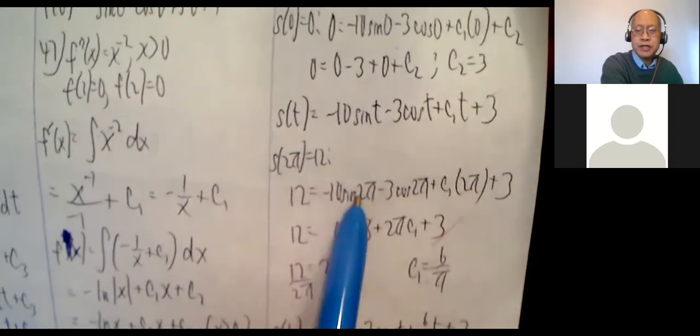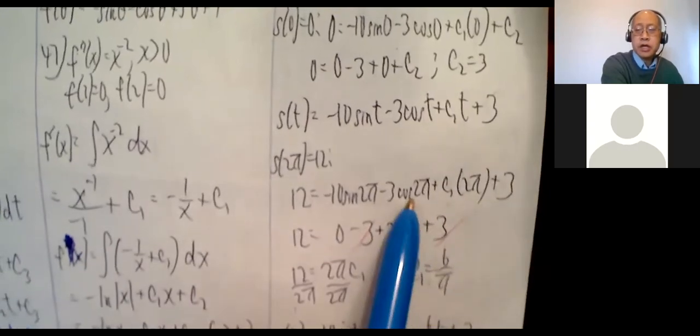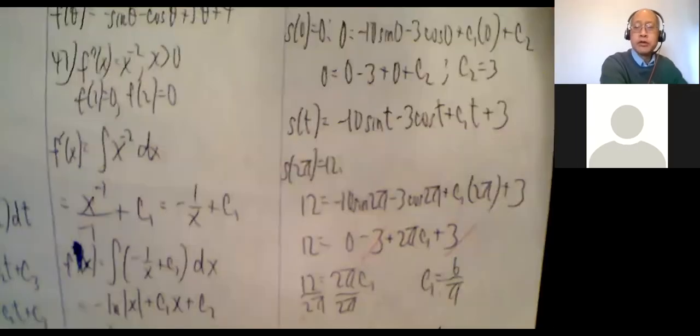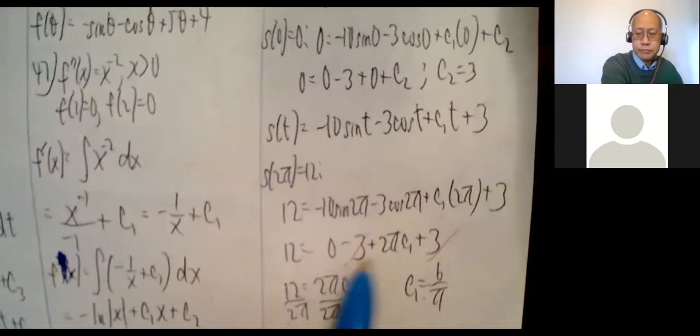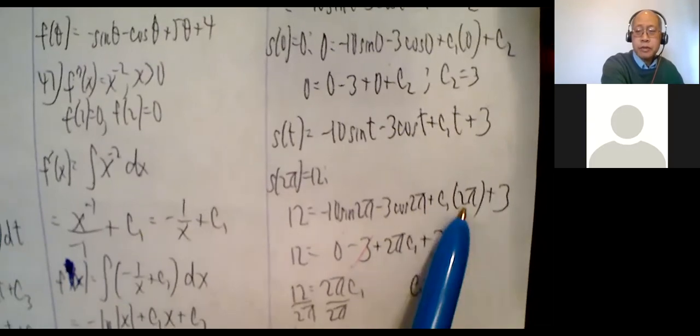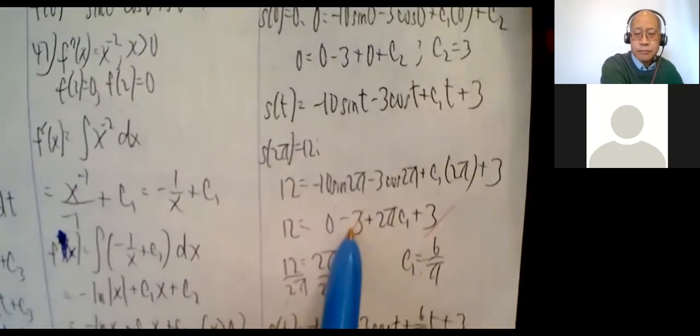Okay, sine of 2 pi is 0. 0 times negative 10 is 0. That's okay. Cosine of 2 pi, go around a unit circle once. That's 1. So 1 times negative 3 is negative 3. And 2 pi times C1 plus 3. Okay, very nicely. That 3 cancels that 3.